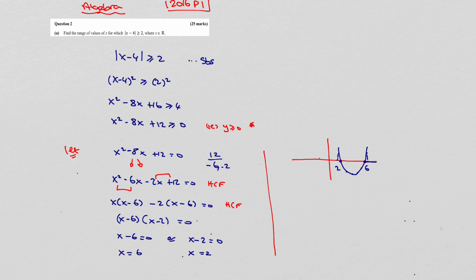So in other words, anything beyond 6 gives us positive y values, and anything less than 2 also gives us positive y values. So therefore I would say that my solution is that x must be less than or equal to 2 and x must be greater than or equal to 6. So basically my solution is the union of both of these sets.